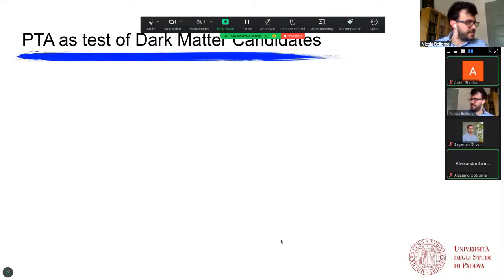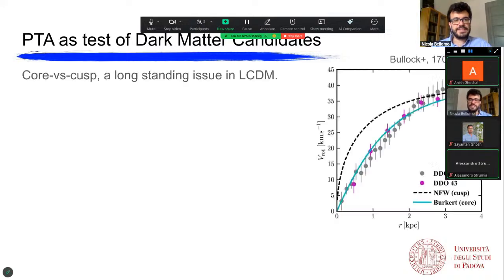Apart from testing general relativity, we can use PTA also as a test of dark matter candidates. We already talked about fundamental black holes, but the story doesn't end there. In this case, I'm considering ultralight dark matter particles. I'm considering those because this kind of dark matter candidate has always been invoked in generalizations of the standard model, but also as a solution to known problems in astrophysics.